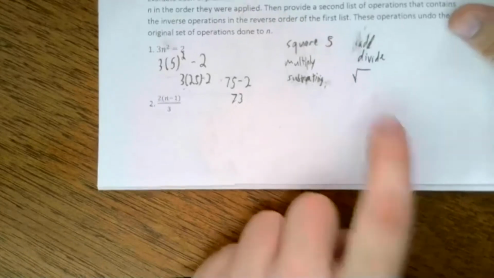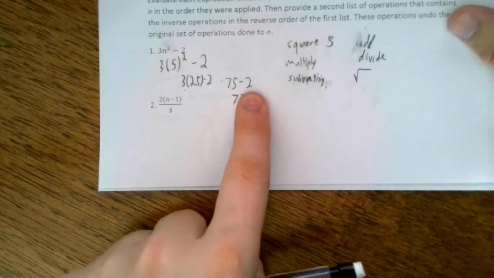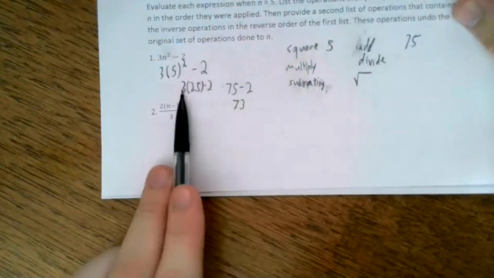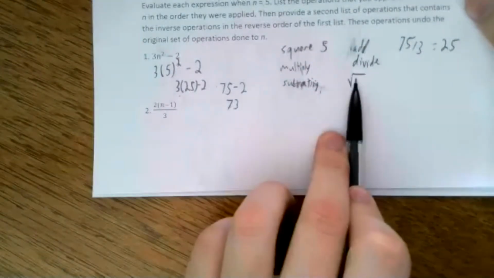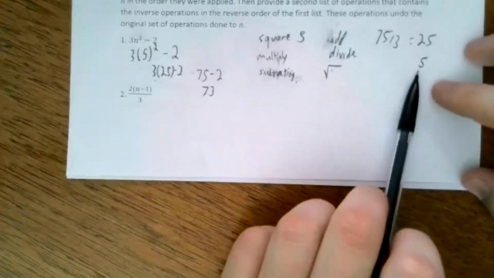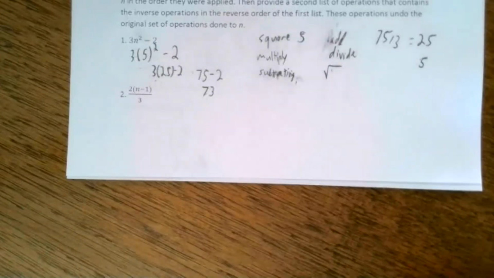So if I write these operations out, I'm going to start with 73. I'm going to add 2 instead. I get up to 75, right? I divide by 3, so instead of multiplying by 3, I go down to 25. 75 divided by 3, I get back to 25. And the square root of 25 is 5. So I'm working backwards to find out what the value of n is in my equation. We're just doing the inverse order.